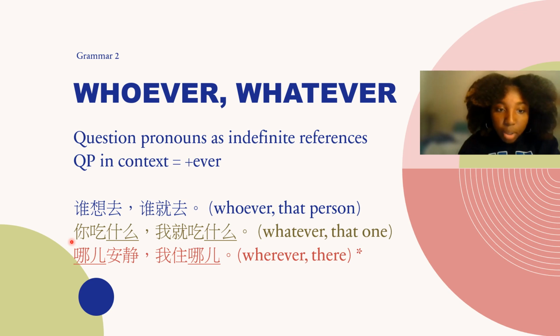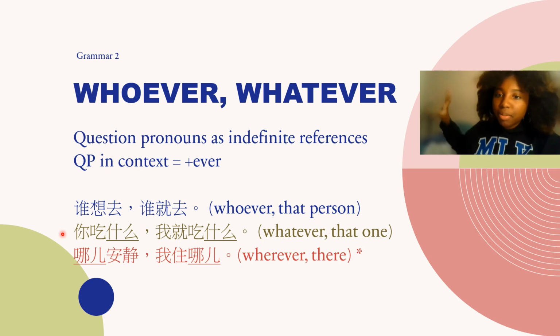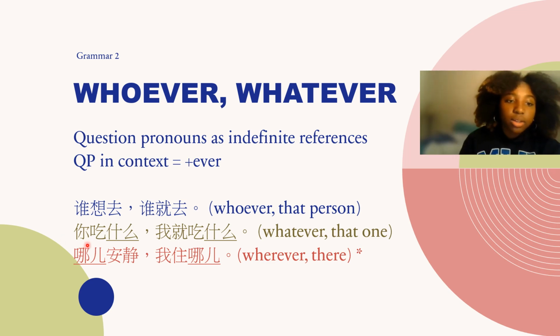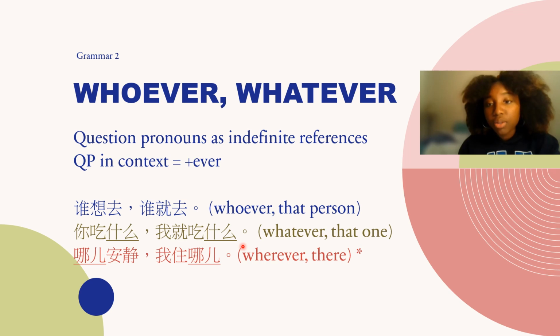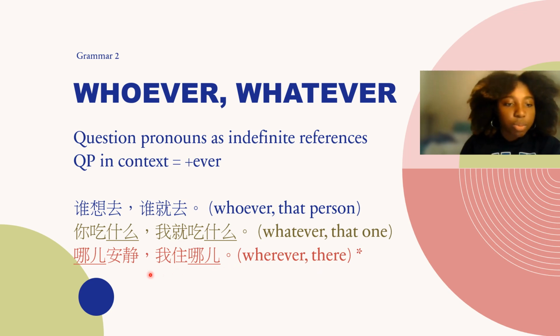你吃什么我就吃什么. So it's not like you eat what, I eat what. That doesn't make sense. But whatever you eat. So the ever is like phantom. It's not there, but we understand. 你吃什么, what it is that you eat. 我就吃什么, I will eat that. And you see 就 in a lot of these, but it's not necessarily required, but it is in there. And so, as we see, whatever it is, that one. So whoever, that person; wherever, there; and it goes for all the question pronouns.